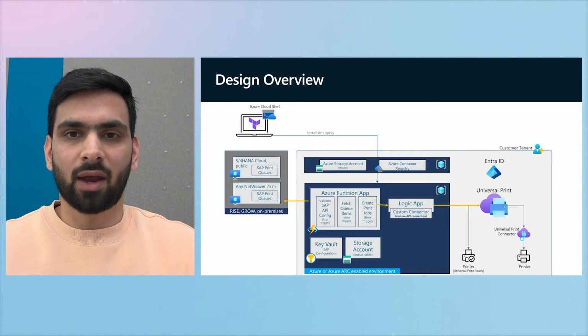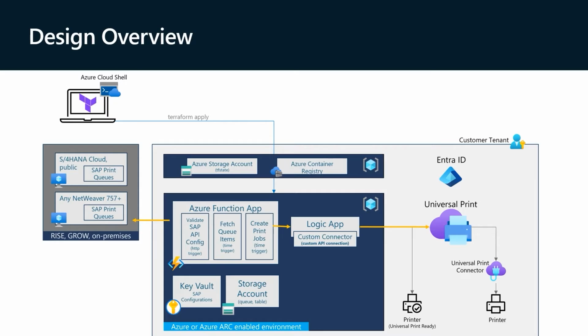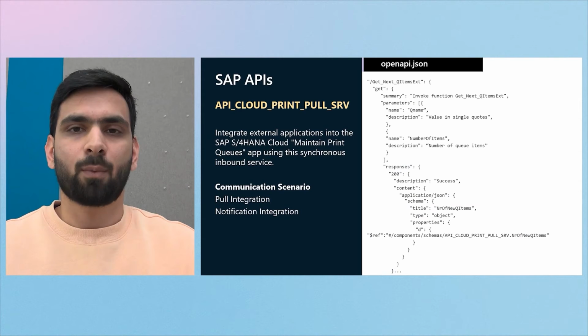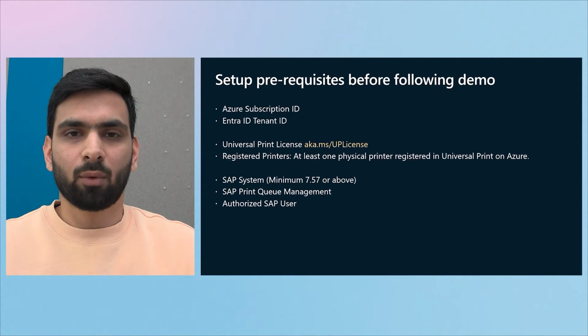This solution has been designed such that all the Azure resources get injected into an isolated private virtual network where the SAP system is hosted. For ease of use and best practices, the solution leverages Terraform to automate the deployment of all these resources that you see here. As briefly touched upon earlier, this solution uses the SAP OData synchronous service to fetch the SAP print jobs from the system, and this API offers a pull and a notification integration with SAP to manage the print queues.